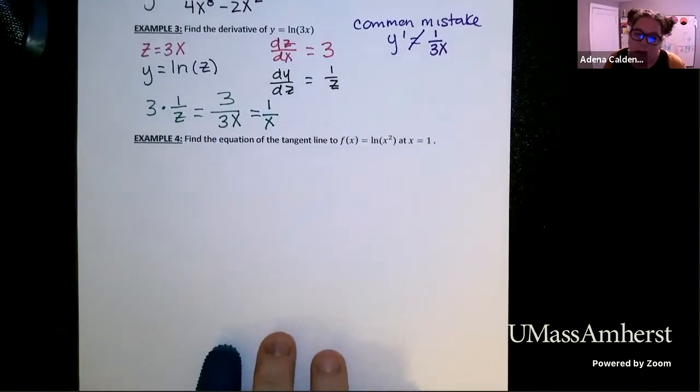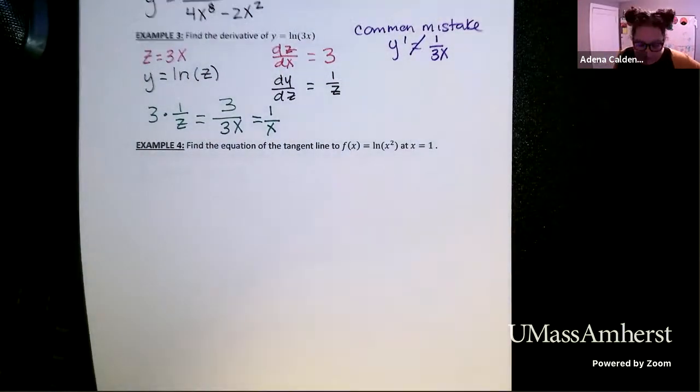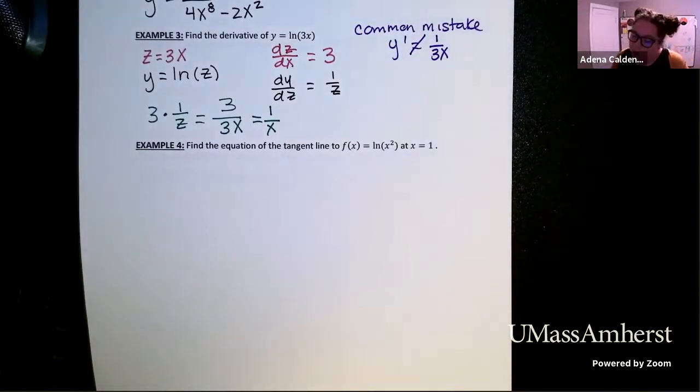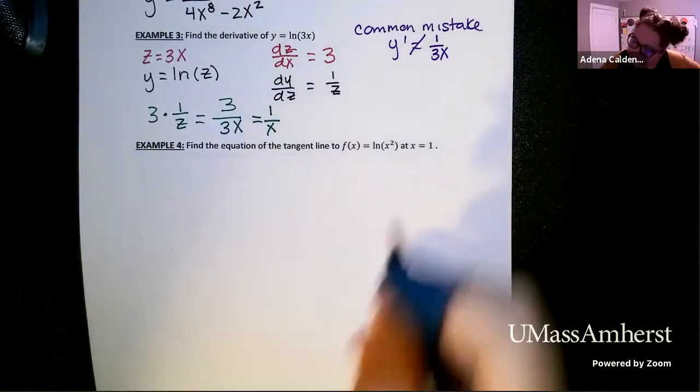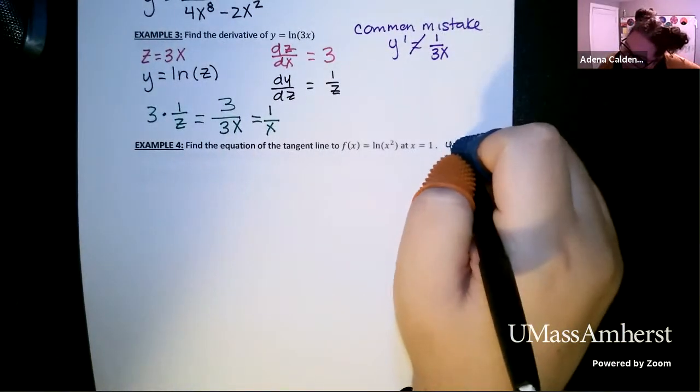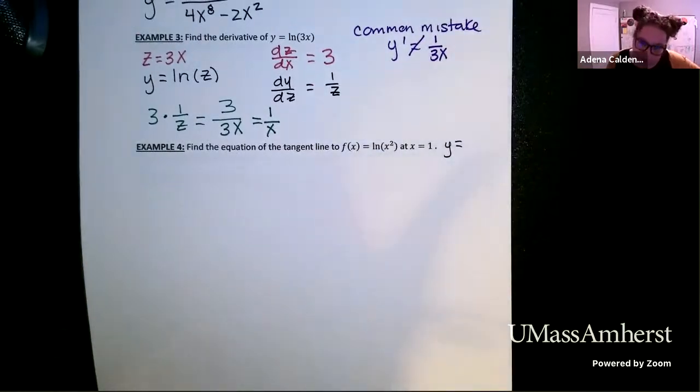So now let's look at number 4. We want to find the equation of the tangent line. And so we know whenever we're doing a tangent line problem, we need a point and we need a slope. So let's start by finding our point. Doesn't matter which one you find first.